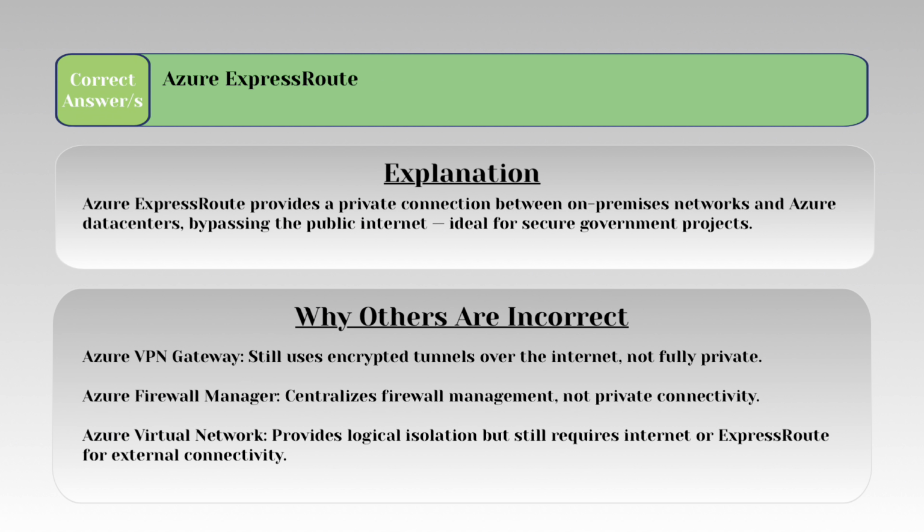for secure government projects. Why the other options are incorrect, Azure VPN Gateway, still uses encrypted tunnels over the internet, not fully private. Azure Firewall Manager, centralizes firewall management, not private connectivity. Azure Virtual Network, provides logical isolation but still requires Internet or ExpressRoute for external connectivity.